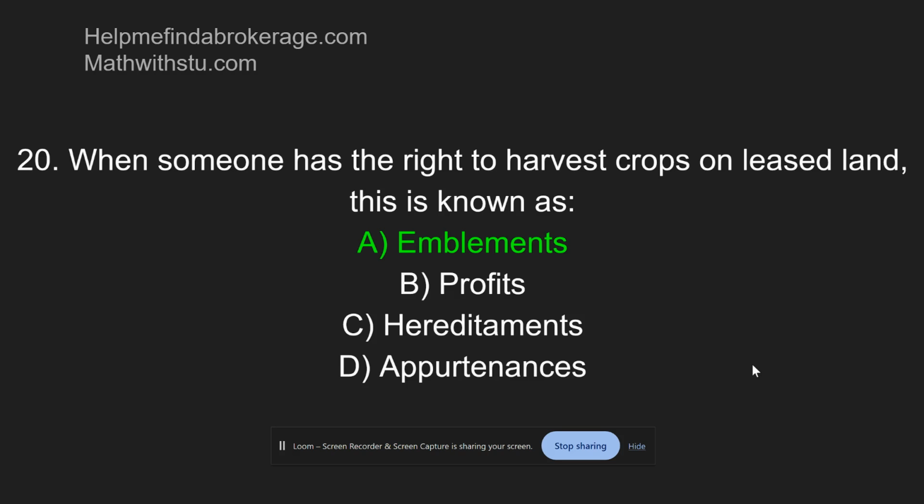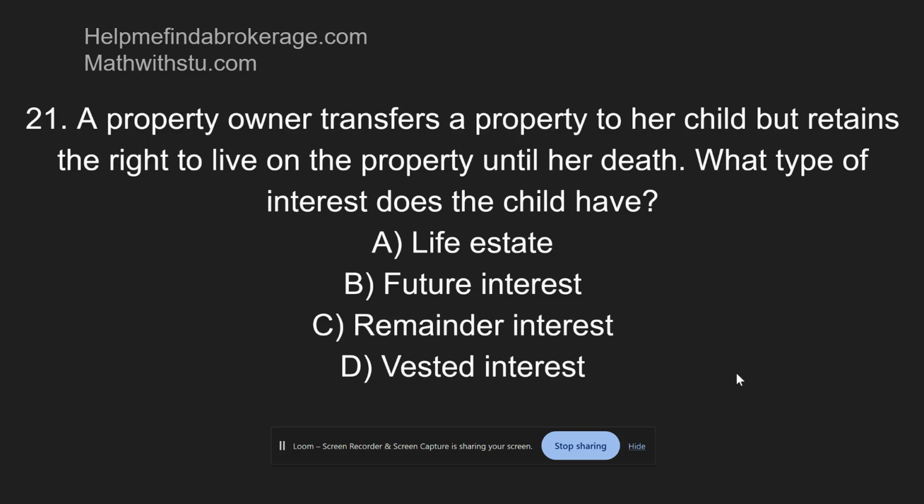It goes with the individual tenant there. So let's look at the next one. A property owner transfers her property to her child but retains the right to live in the property until her death. What type of interest does the child have?